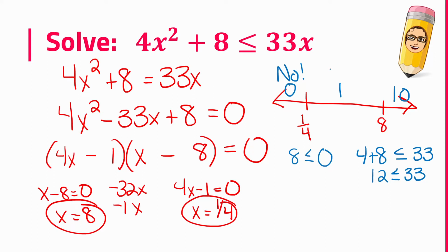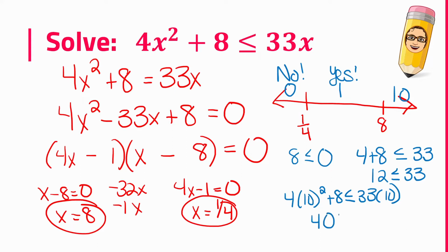Yes, right? That's a yes. So we're going to write a yes in the middle there. And then we're going to test 10. So 4 times 10 squared. I'm going to have to write this one out just a little bit more because I don't think I can do that one in my head. 10 squared is 100, times 4 is 400, plus 8 is 408.